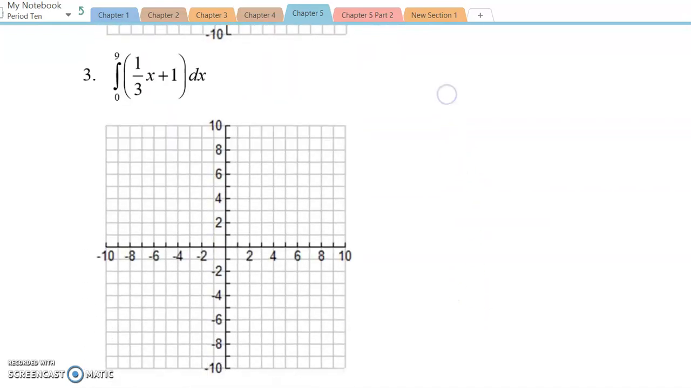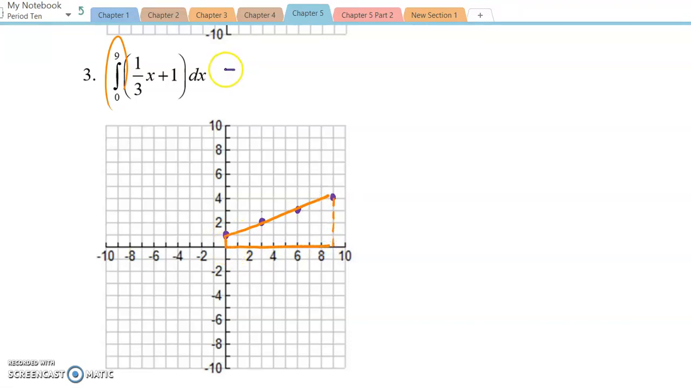Number 3, another line. We have a y-intercept of 1, go up 1 over 3, up 1 over 3, etc. And you could keep going forward and back, but you see that the bounds are from 0 to 9. So I'm going from here to here, and that represents a trapezoid.